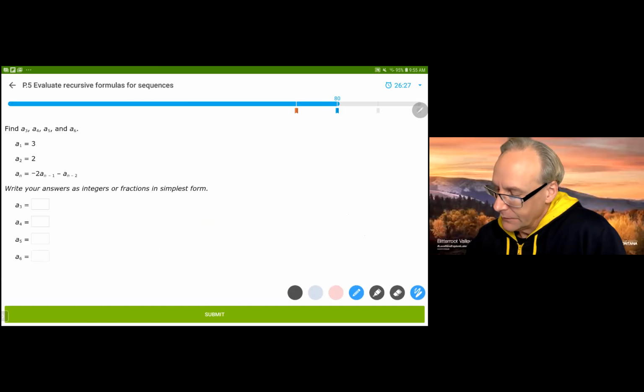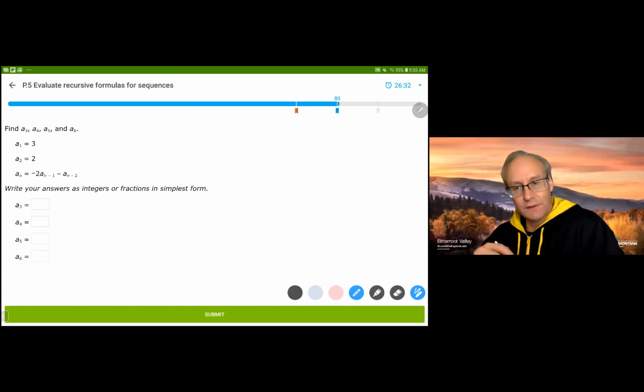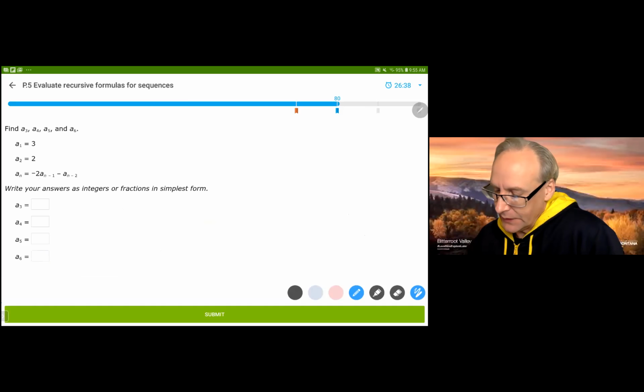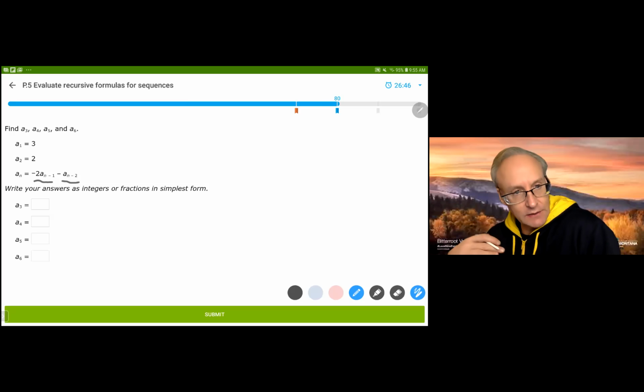Okay, so this one, we're going to double the one before and multiply by -2. We're going to change the sign of the one before that, and then we're going to add them together. So there's a lot of stuff going on. We're going to multiply the last term by -2 and the second to last term by -1, and then we're going to add them together, and then we're going to get our new term.